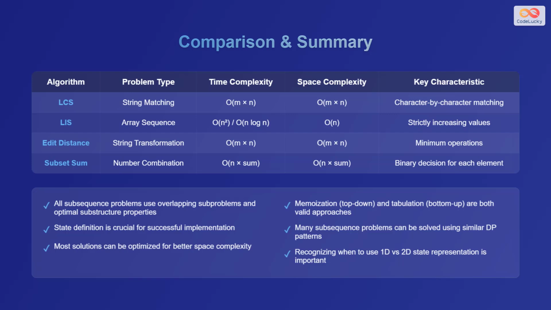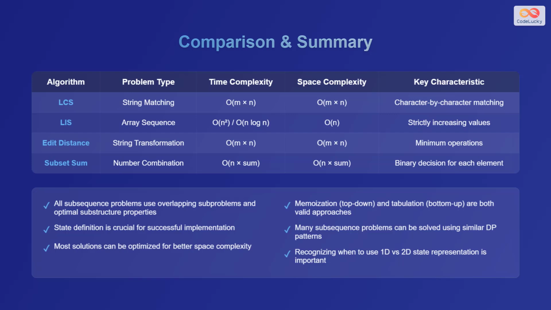Next, the longest increasing subsequence. This is an array sequence algorithm with a time complexity of big O of n squared, or big O of n log n if optimized, and a space complexity of big O of n. The key characteristic is that it has strictly increasing values.